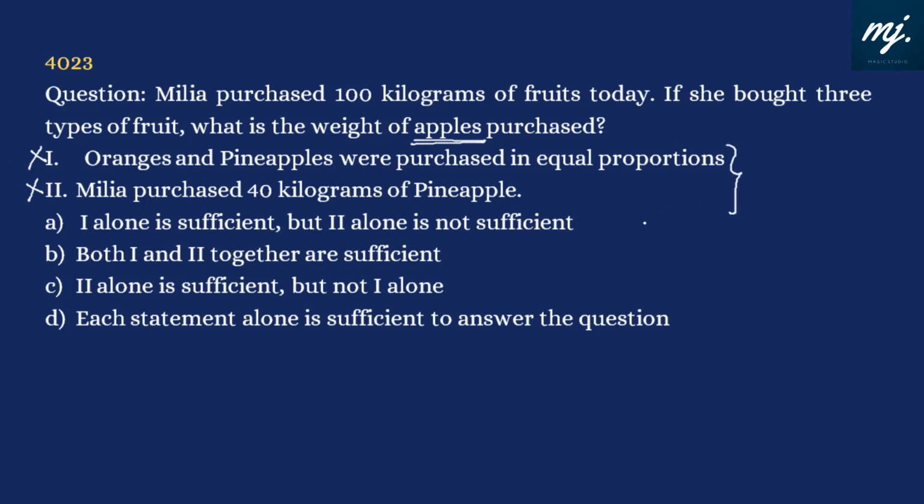Let me combine these two. So if we combine these two, we know that apples were purchased, oranges were purchased, pineapples were purchased, and pineapple was purchased 40 kilograms. It is also known that orange and pineapple were purchased in the same proportion. That means we are in a position to find how much weight of apples was purchased. Both statement 1 and 2 together are sufficient to answer the question. Option B is my pick.